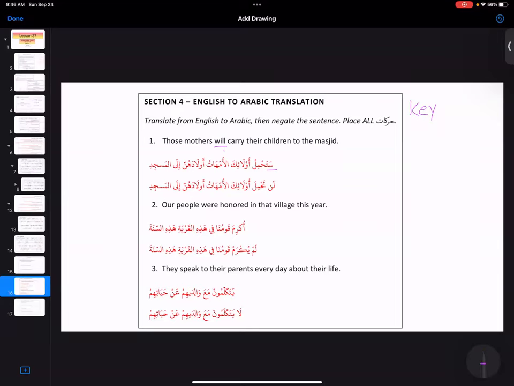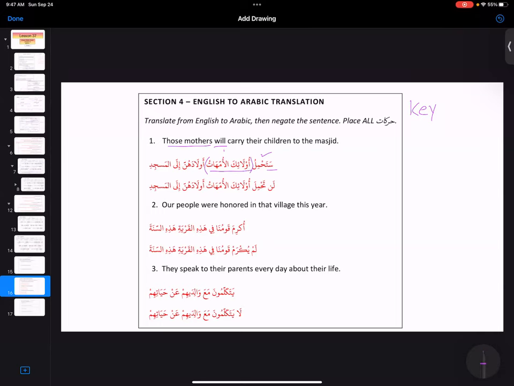So, sa-tahmilu ulaika. Why are we using ulaika? Those mothers. Ulaika al-ummahatu. Why is it rafa'? Is it rafa' first of all or not? Yes. So tahmilu is the fa'il, because it's referring to mothers, and ulaika al-ummahatu is the fa'il outside. So sa-tahmilu ulaika al-ummahatu.